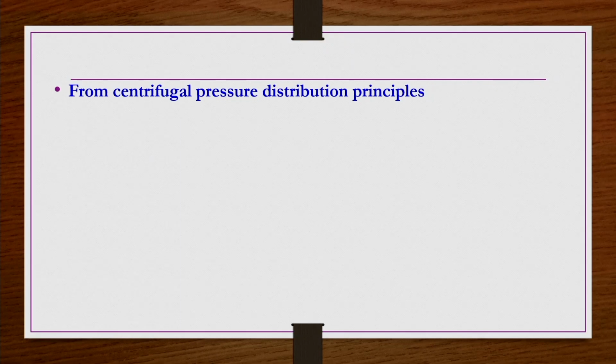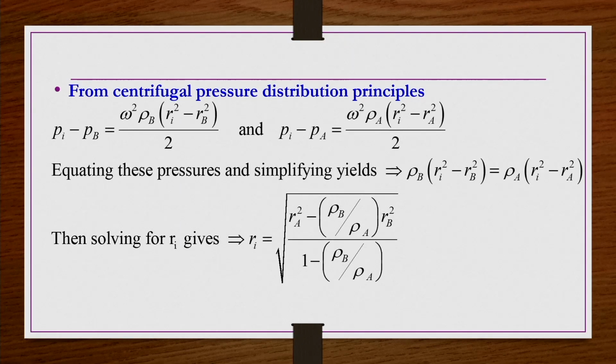So, from centrifugal pressure distribution principles, we have already seen that dP/dr = ρω²r. When you integrate, we have P1 − P2 = ω²ρ(r1² − r2²)/2. If you apply that principle here, Pi − Pb = ρb ω²(Ri² − Rb²)/2, and Pi − Pa = ρa ω²(Ri² − Ra²)/2. But these two quantities are equal at the neutral zone.